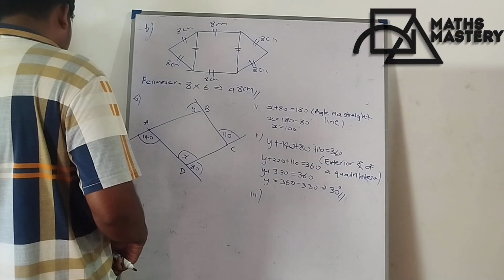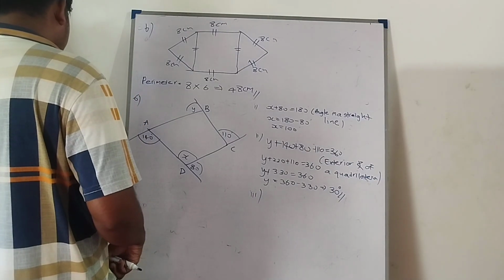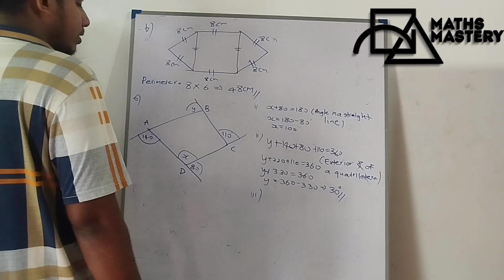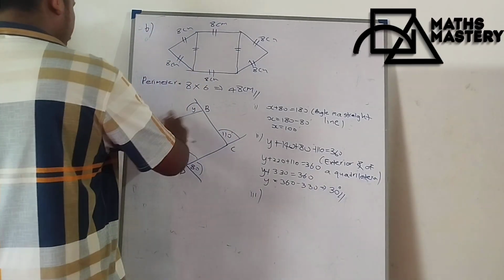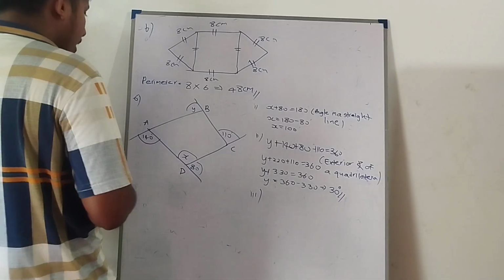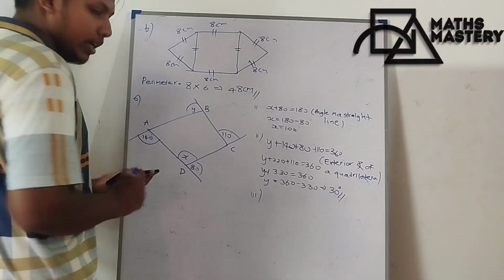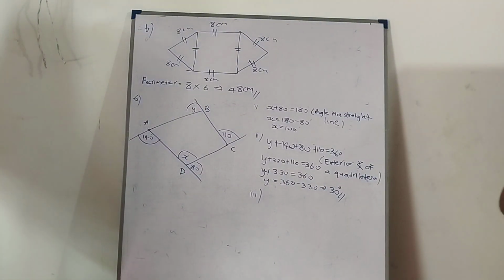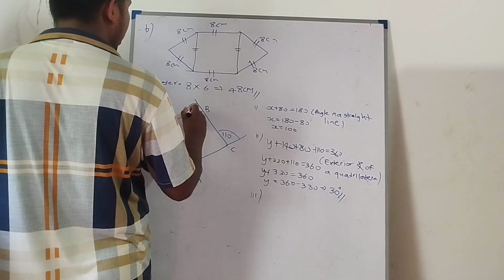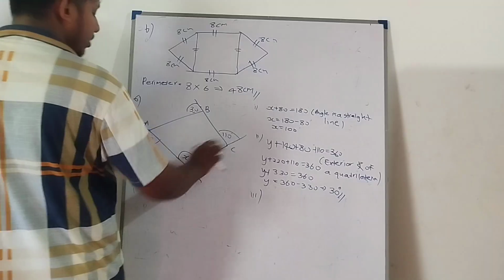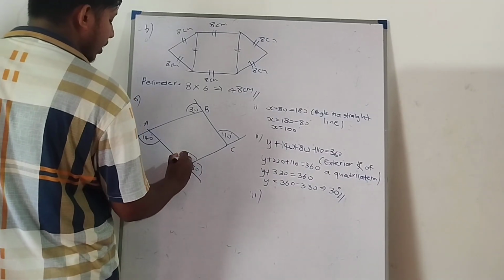What is the sum of the interior angles of the figure ABCD? Okay. So see, students, they are asking what is the sum of the interior angles of this figure ABCD. How to find that? Now, students, we had found that y is equal to 30 degrees. Since I know this is 30 degrees, I am going to put this as 30. I found that x also, x is equal to 100, so I'm going to put 100 here.